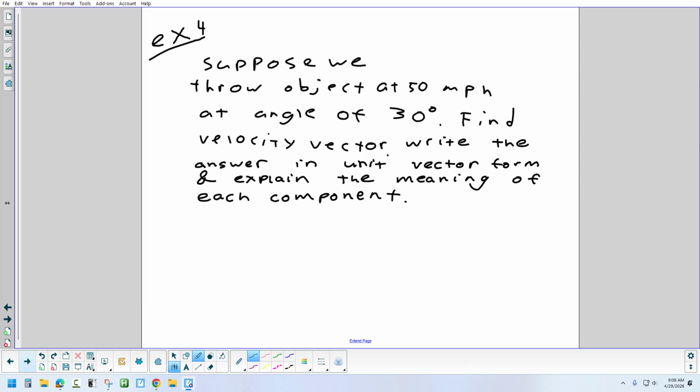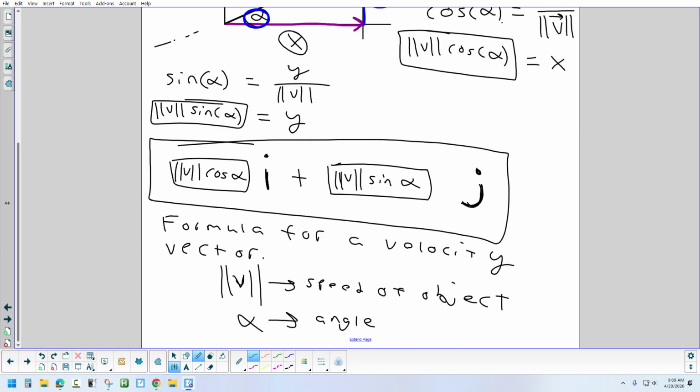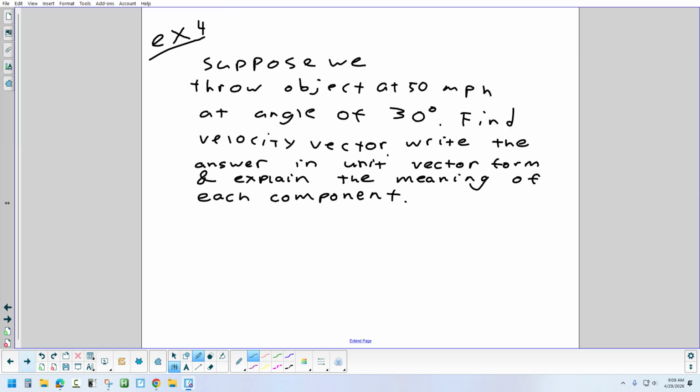Okay, what's the speed of the object in this one? 50 miles per hour. And what's the angle? 30. So we're going to take those two numbers and fill them in here and here. So 50 cosine 30, 50 sine 30. Okay, so 50 cosine 30 goes in front of the I, plus 50 sine 30, and that's going to go in front of the J.